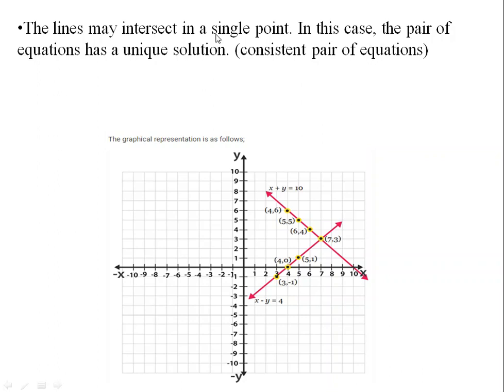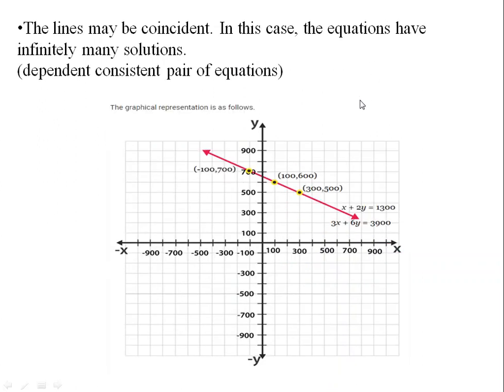In this case, the pair of equations has a unique solution. One solution for the two equations. They are known as a consistent pair of equations. If the equation has a unique solution, such a pair is known as a consistent pair of equations. So, if the lines intersect in a single point, the pair of equations will have a unique solution and such equations are known as a consistent pair of equations.